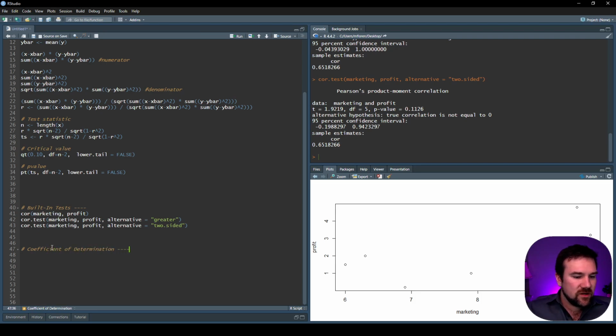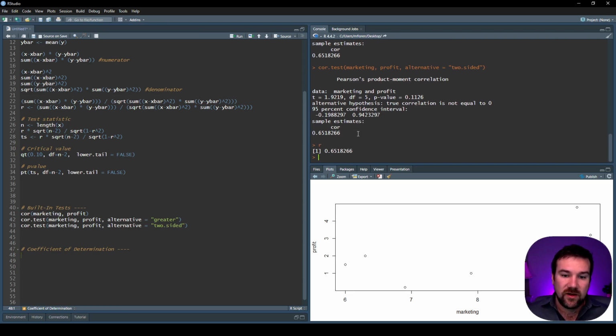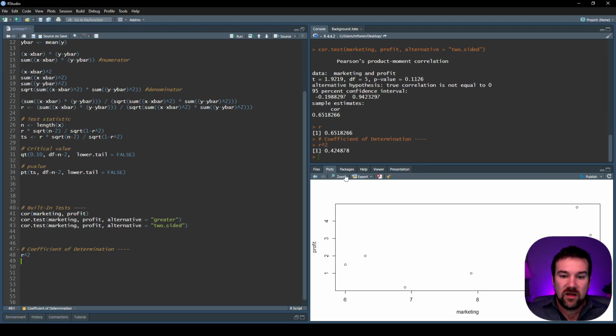All right, so let's talk about this coefficient of determination. We've got the correlation here. I've already written the correlation out, R. Again, everything's matching, so you can use whichever of these calculations of correlation you want. And the coefficient of determination is just R squared. R raised to the second power.